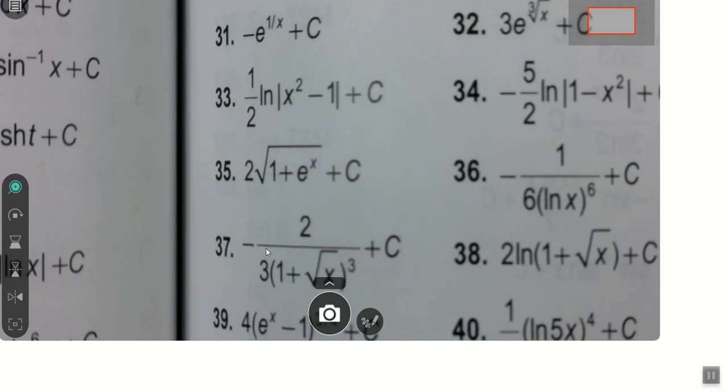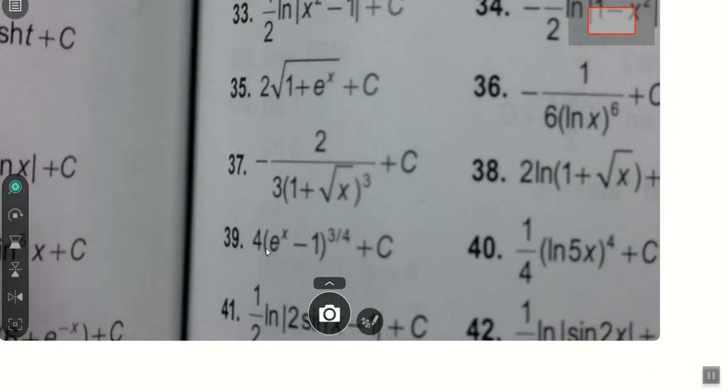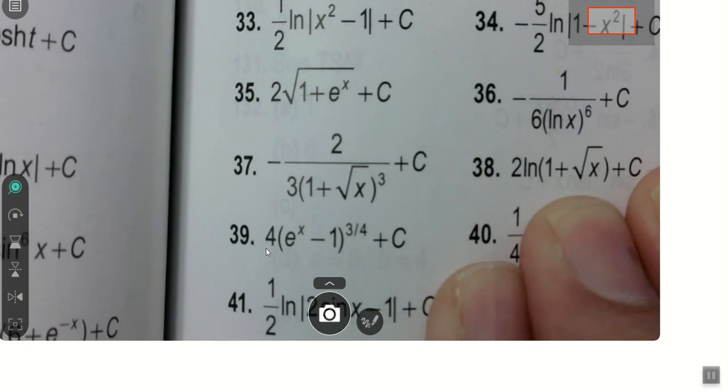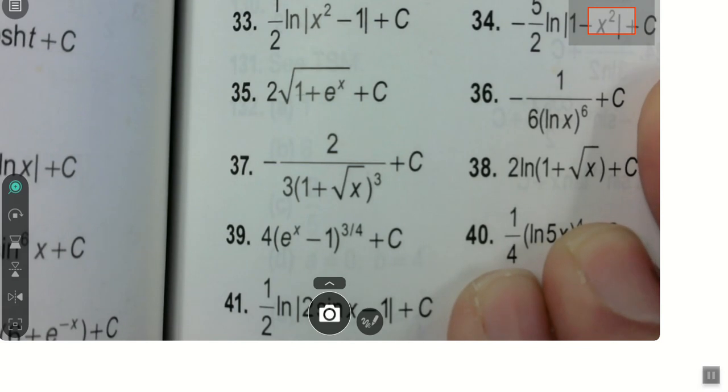I don't know how far up we went. 39. 37, gross. Did you guys get negative 2/3? Negative 2 over 3 times the quantity 1 plus root x cubed plus c? Or is this one we're doing together also? Okay. So here's what I think we're going to tweak this with.